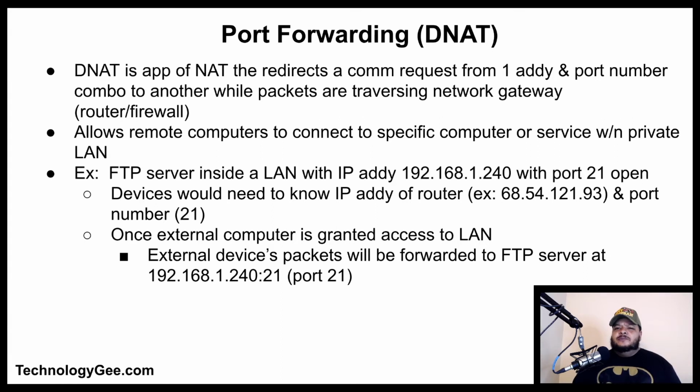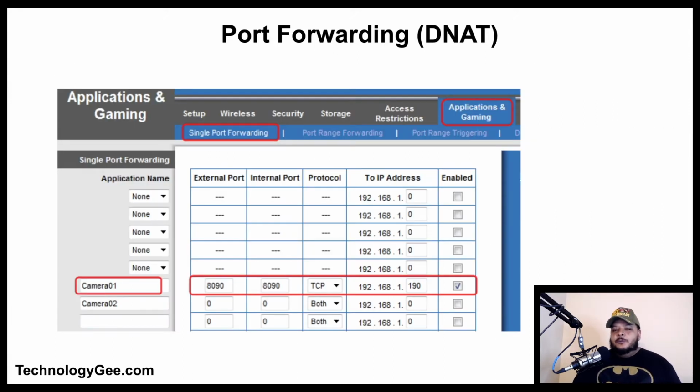In order for external computers to connect, these devices would need to know the IP address of your router. So let's just say your router's IP address is 68.54.121.93. And it would also need to know the appropriate port number, such as port 21. Once the external computer is granted access to the LAN, the external device's packets will be forwarded to the FTP server at 192.168.1.240 port 21. So here's an example of single port forwarding.